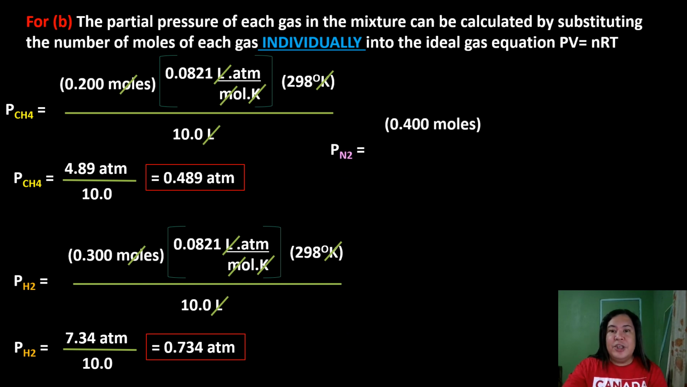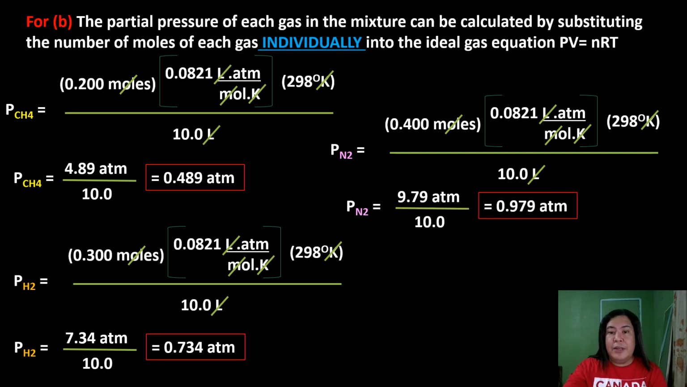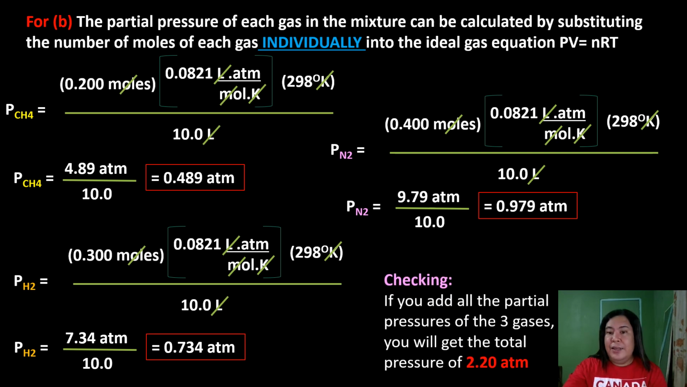Okay, so for nitrogen gas, we have 0.400 moles multiplied by the universal gas constant and the temperature, divided by the volume of the vessel or the container. Cancel all unwanted units, and then for the numerator, if you multiply all those three values, you will get 9.79 atm divided by 10. And then you will get 0.979 atm. And then for checking, if you add all the partial pressures of the three gases, you will get the total pressure of 2.20 atm.